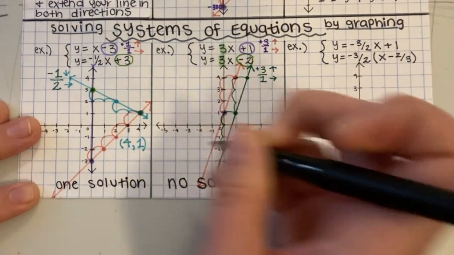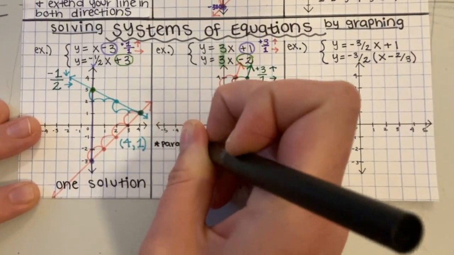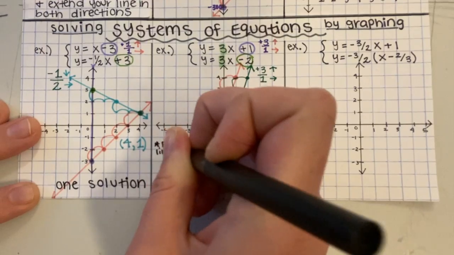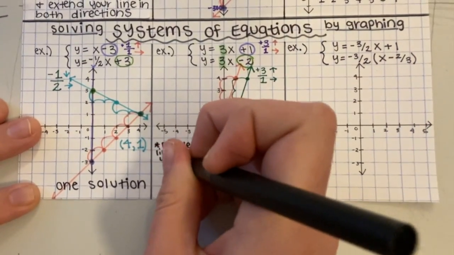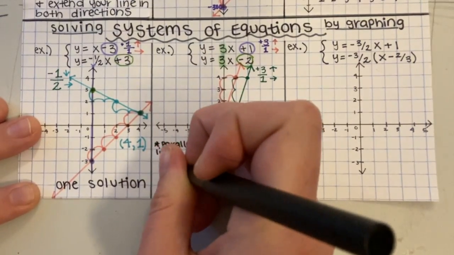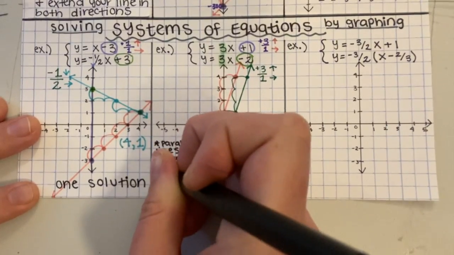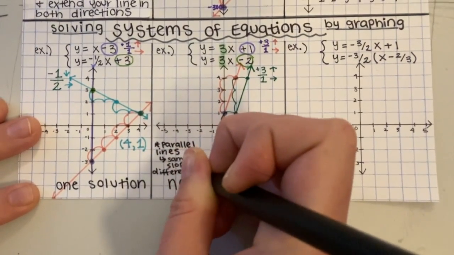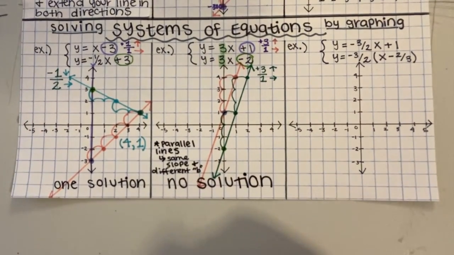So this is parallel lines. And we know that parallel lines have the same slope and different y-intercepts. I'm just going to write B. So that's our no solution.